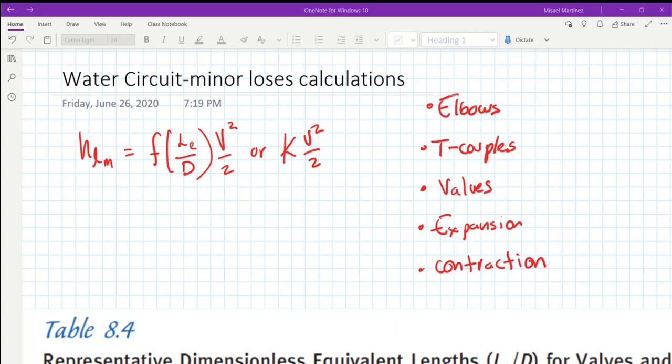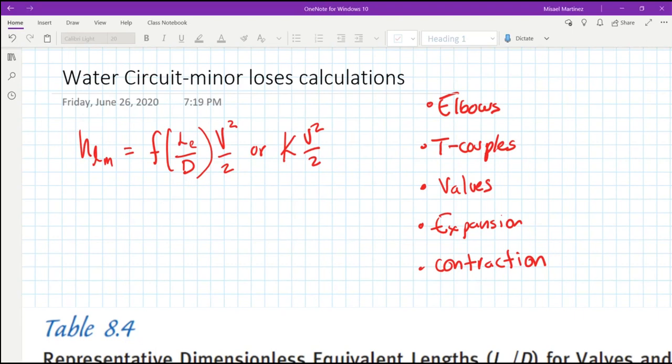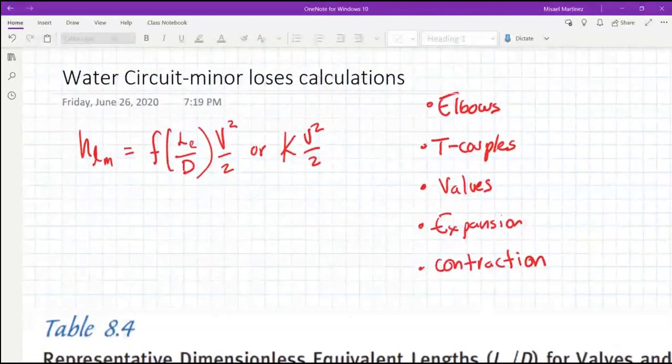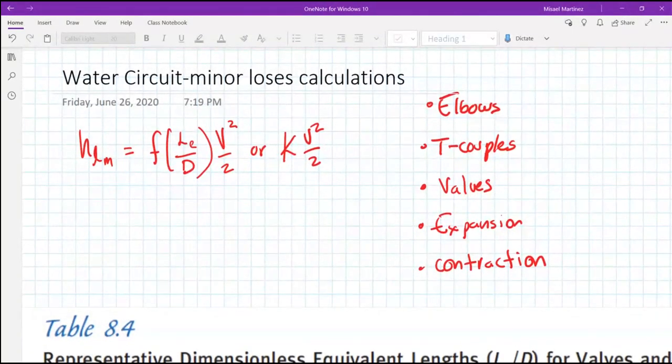Hello everyone, so we're going to calculate real quick how to find the minor losses for the water circuit lab. So the minor losses, we have different fittings. We have the elbows, the T-couples, the valves, and the expansion and the contraction. And you can see we have this formula that comes from the lab, which is the minor loss formula, which is the same one as the major loss, just uses the equivalent length, a little different term, and it's also shown here in this form with a K.